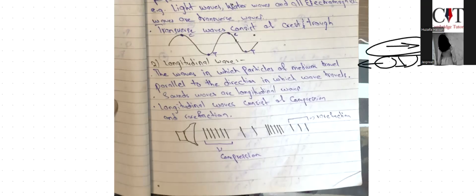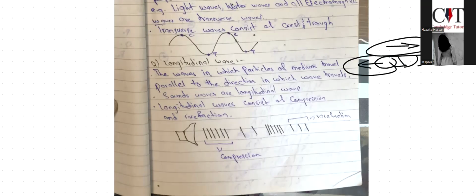So if the direction of the particles of the medium is parallel to the direction in which waves travel, you can say that waves are longitudinal waves. Sound waves are also an example of longitudinal waves. Is this clear, the difference between transverse and longitudinal? Yes, sir.